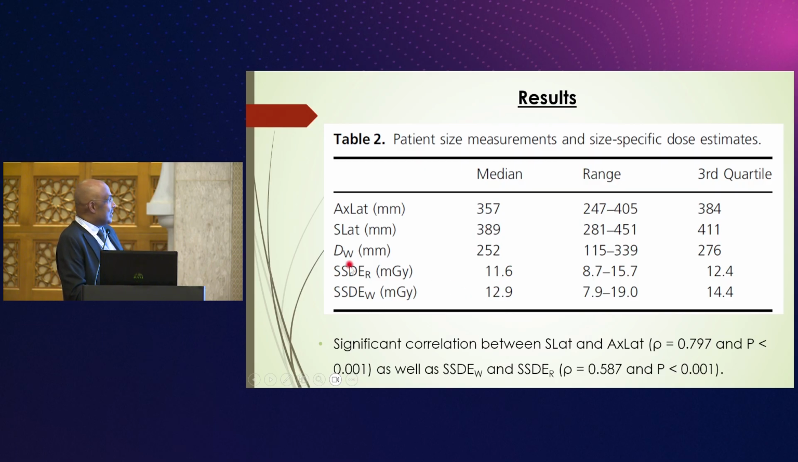When we correlated the two size-specific dose estimate values, it gave us a reasonable correlation coefficient, about 0.587, and it was statistically significant. And the size measurements were also significantly correlated with a reasonable correlation coefficient. So that means you can actually predict what the size-specific dose estimate from water equivalent diameter will be before you do the scan, because we can correlate the two reasonably well.